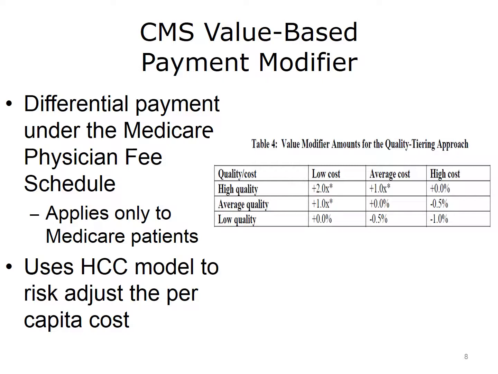Then quality measures are calculated, and the combination of cost and quality is used to assign which value modifier applies to the fee schedule for that physician or group of physicians. The excerpted Table 4 from the CMS description of the program shows that a low-cost, high-quality group could receive a 2% increase for each service performed, while a high-cost, low-quality group could have payment reduced by 1%.